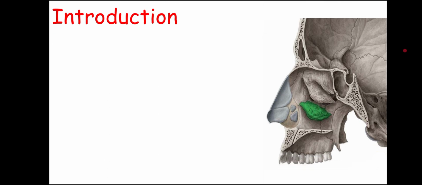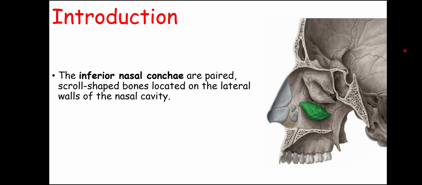We will start our topic with introduction, and here you can see the diagram. The green part or green bone in the diagram is inferior conchi. So let's start its discussion by starting with introduction.